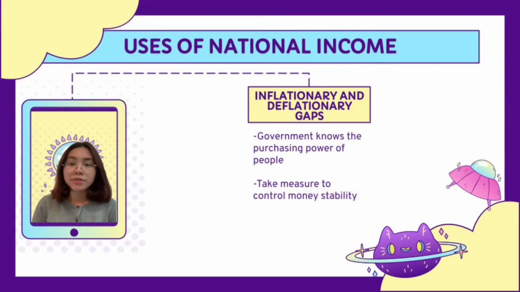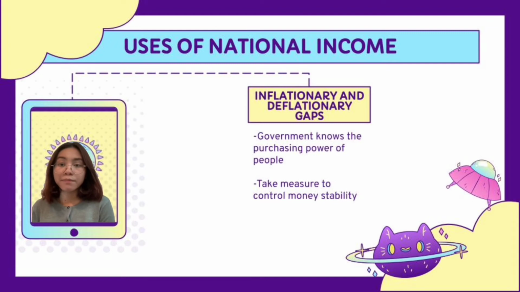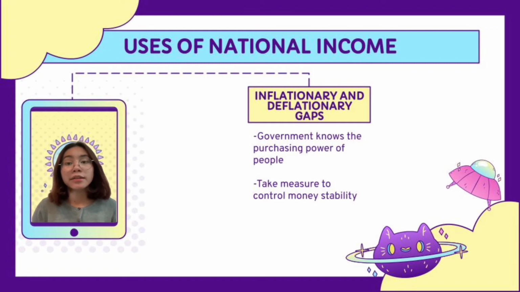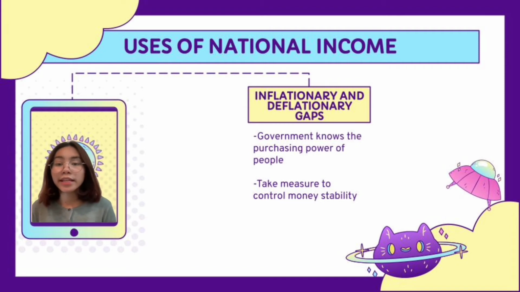Moving on to the last use of national income, which is inflationary and deflationary gaps. It is important for the government to acknowledge the purchasing power of people, because different people have different purchasing power. Therefore, when they know the different levels of purchasing power of different people, it will be better for them so that they can impose anti-inflationary or anti-deflationary measures to make sure the stability of money will be at a very good level.